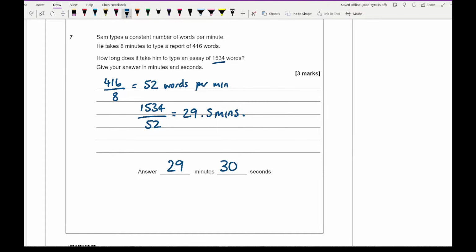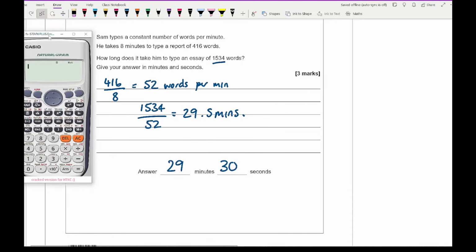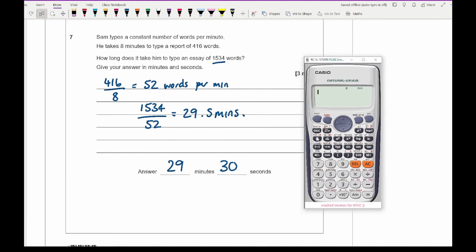Now, alternatively, what you could have done is, on your calculator, if I just load it up now, you can use the time feature to help you convert it for you. So I do the first one, which is 0, because it's hours, then I do my minutes of 29.5, then do the seconds, and then just finish it off like so, press equals, and it will tell me what it is in minutes and seconds. So it's 29 minutes and 30 seconds.